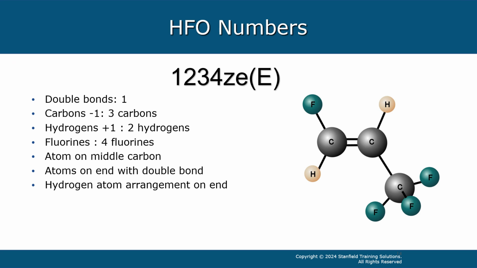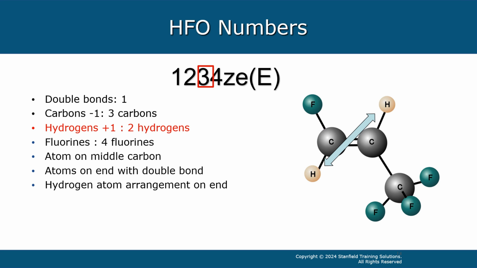Let's dig into that a little bit. The first number indicates the number of double bonds in the molecule. Presently, I'm not aware of any HFO refrigerants that use more than one double bond, so we'll start with a 1. The second number indicates the number of carbon atoms minus 1. So in this case, the molecule has 3 carbon atoms. This makes the second number a 2, 3 minus 1.